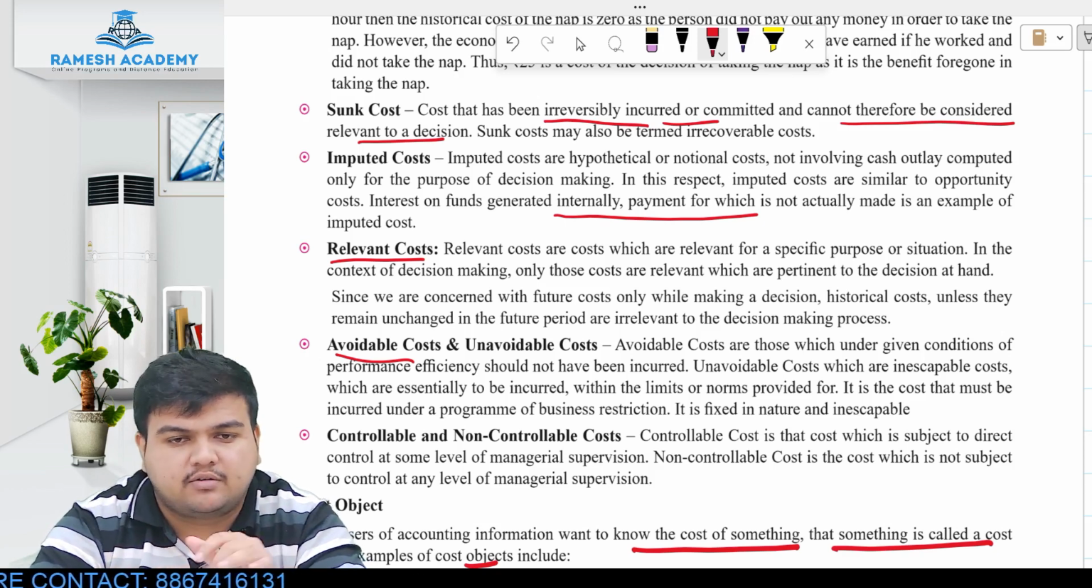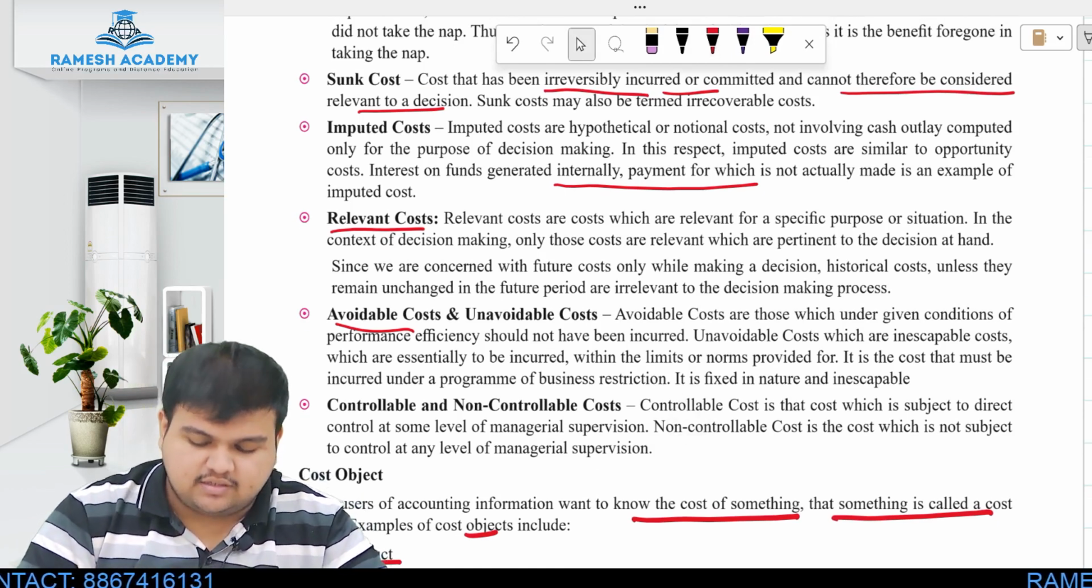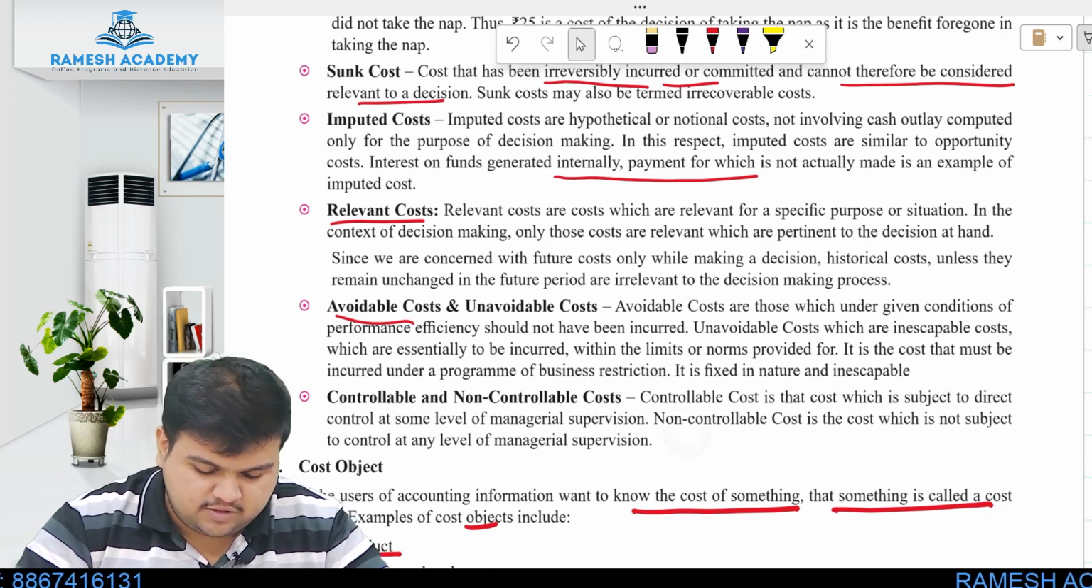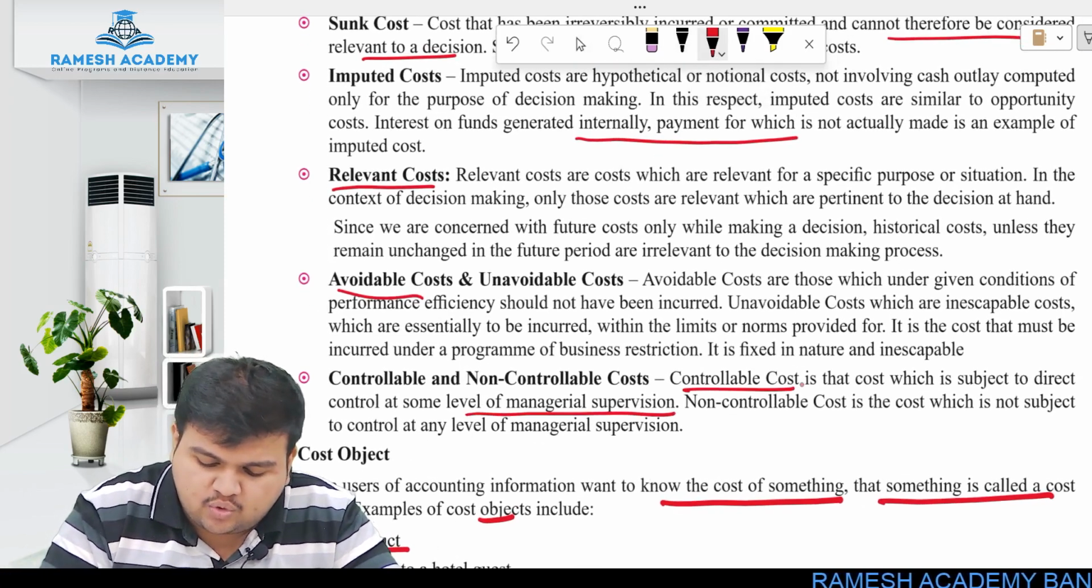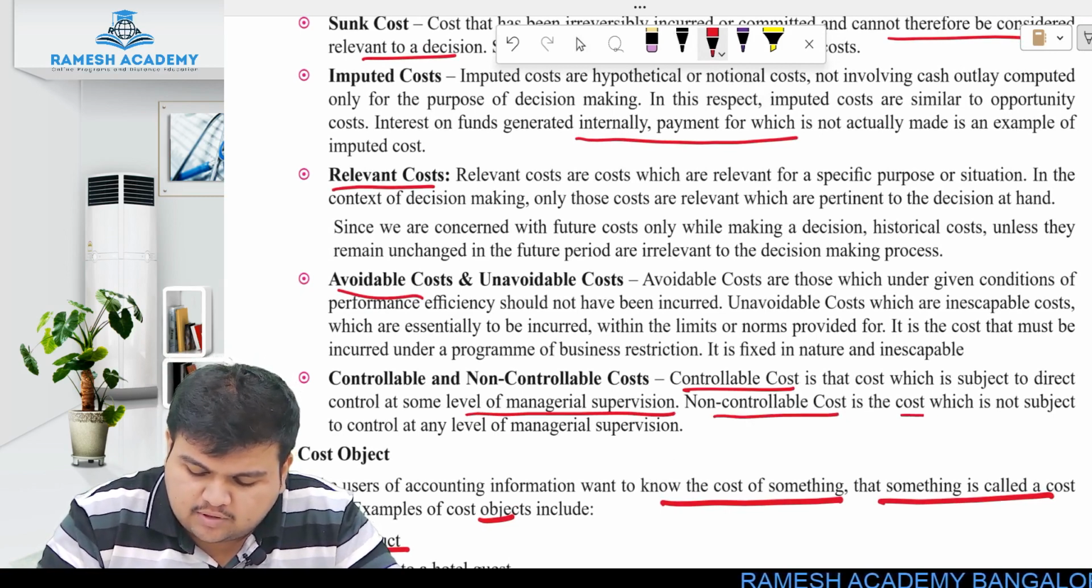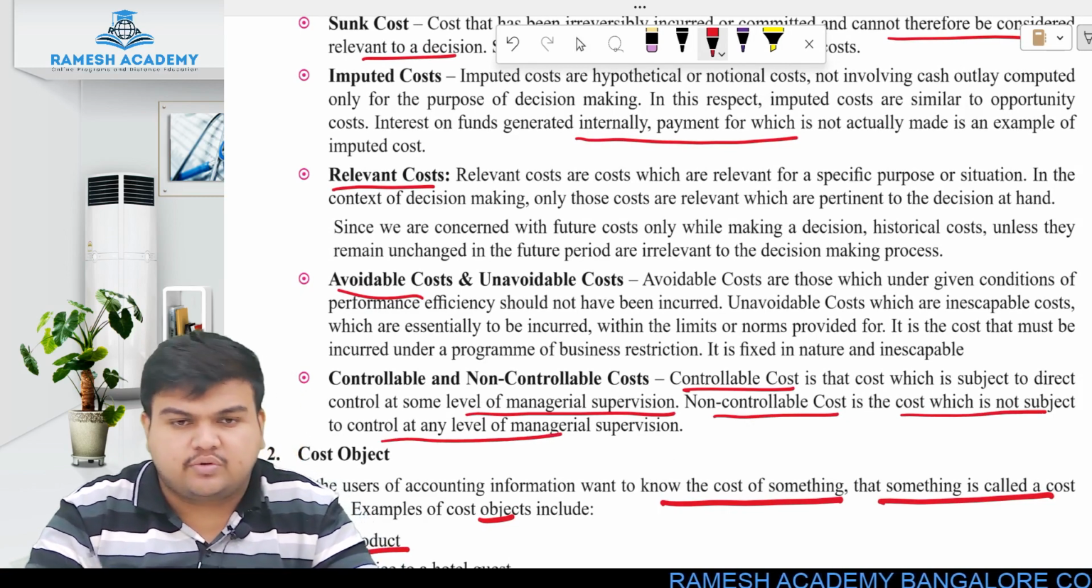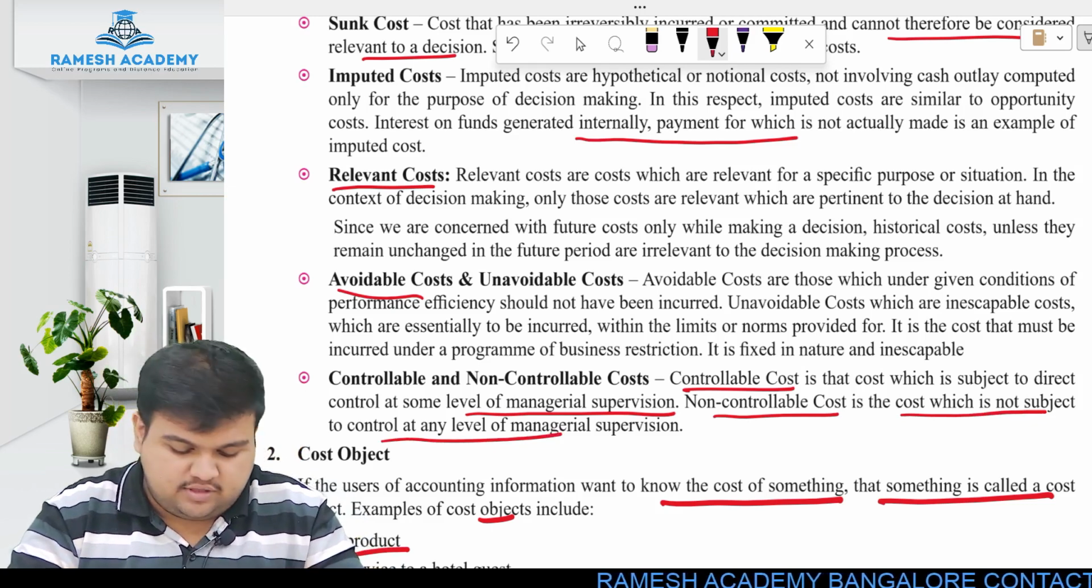You cannot stop it. Okay, that is controllable and uncontrollable cost. Where certain managerial supervision is needed, you can control the cost. A non-controllable cost is one where there is nothing subject to control, you cannot control that itself.